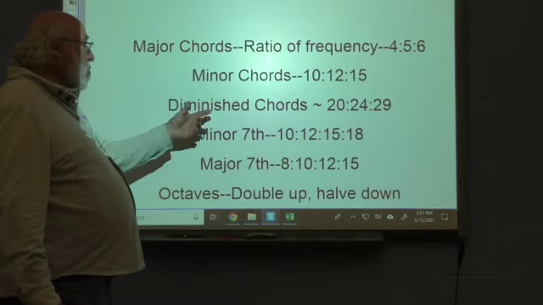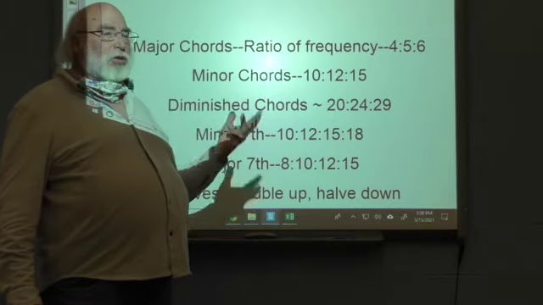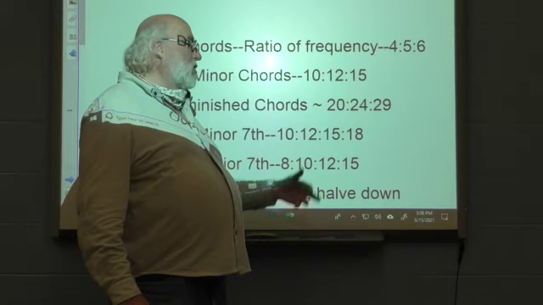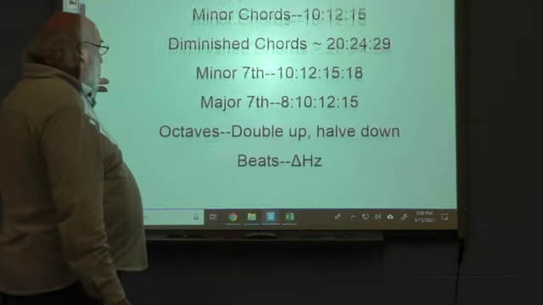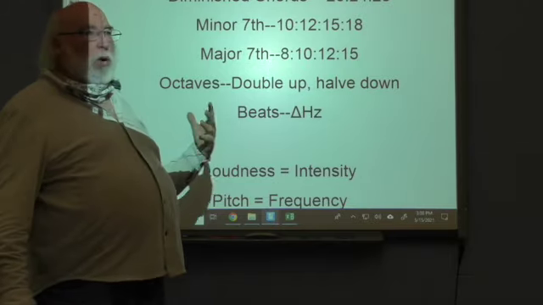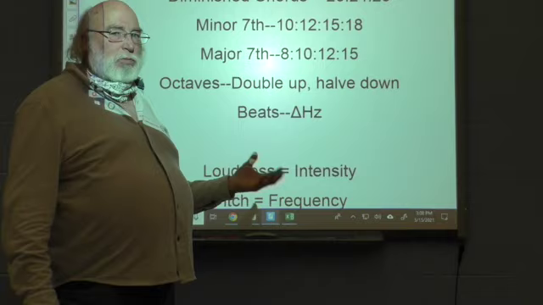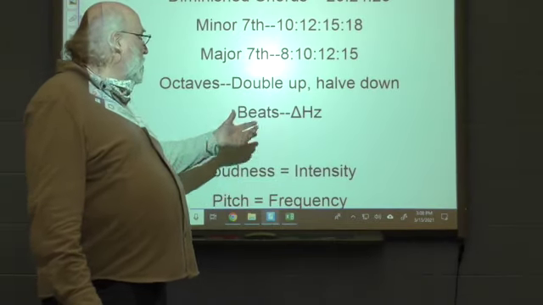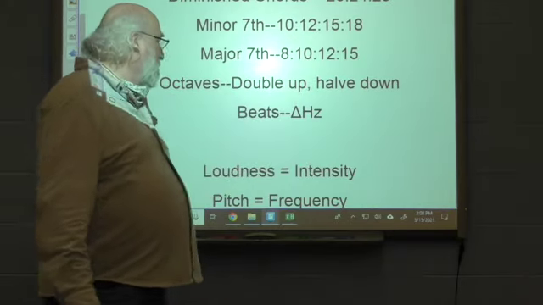And then the diminished chord, which is really kind of an offbeat thing, but it's used a lot. It is 20 to 24 to 29 approximately. Okay? Now, octaves, you want to calculate octaves. If you have like a 100 hertz sound, an octave higher would be 200. An octave lower would be half of the 100, which is 50. So it's double for an octave up, half for an octave down.